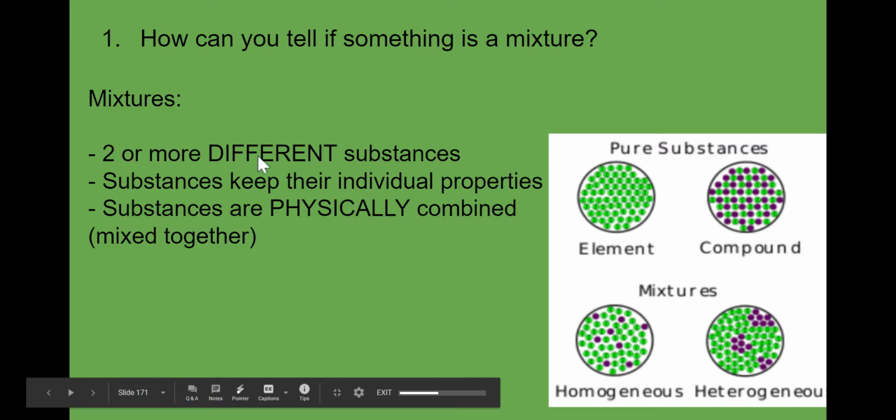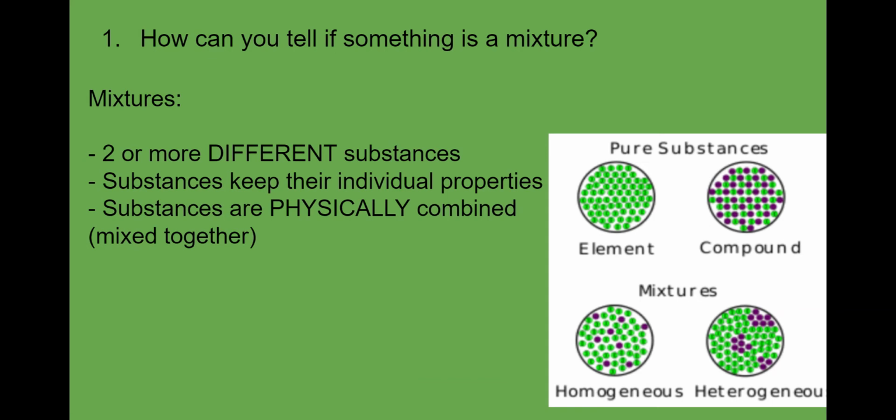So a mixture means you have two or more different substances. You have substances that are going to maintain their individual properties. So if I start with hydrogen and oxygen, it's going to maintain that. If I start with something that's blue, it's going to stay blue. Whatever that means, it's going to maintain their individual properties. It's not going to change its properties.